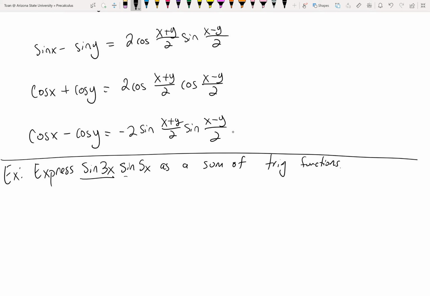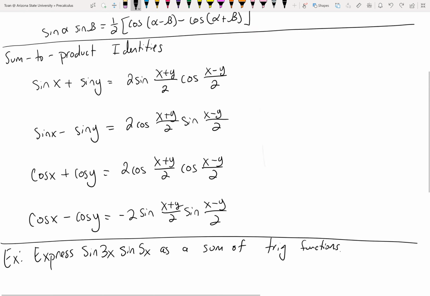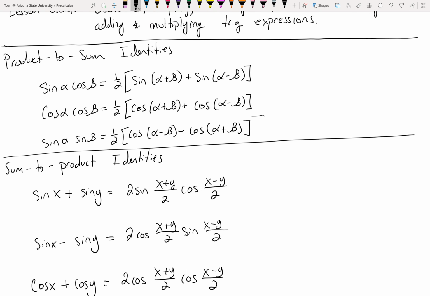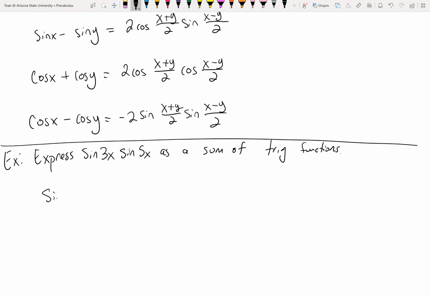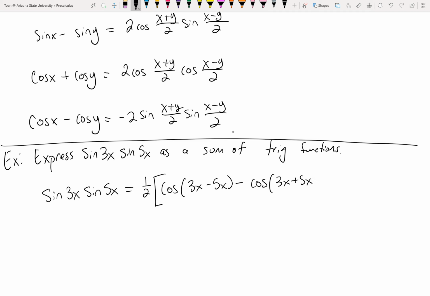Specifically, this is sine times sine. So I just go to my product to sum. Sine times sine is this pattern here. So I'm not going to do anything special. I'm literally just going to follow this pattern here. So there really is not a lot of work done. You just have to be able to follow instructions. So sine of 3x times sine of 5x equals, according to the pattern, 1/2 times the quantity cosine of, subtract the angles, 3x minus 5x, minus cosine of, add the angles, 3x plus 5x.